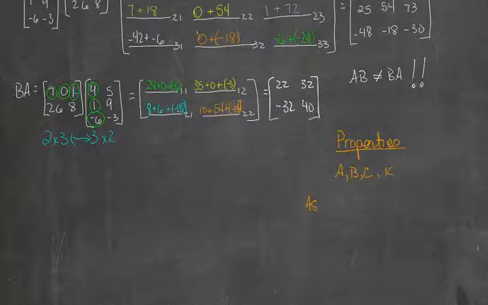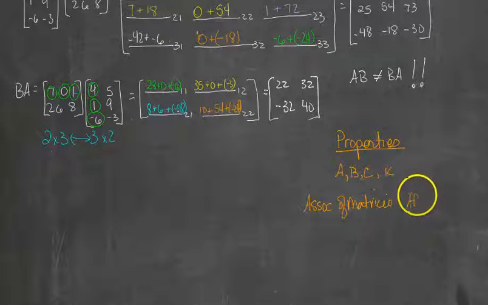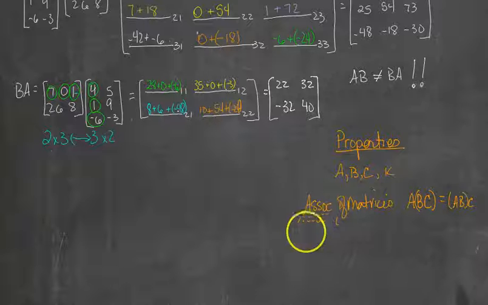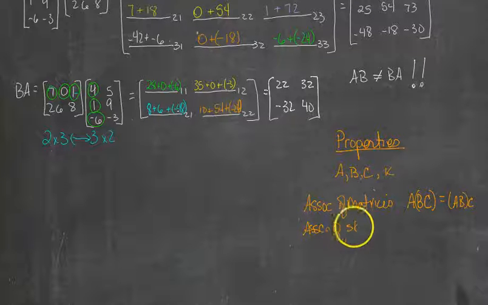So we have an associative property of matrices, and it happens to look just exactly like the associative property of multiplication of real numbers. If you want to multiply A times B times C, it doesn't matter if you multiply B times C first and then A, or if you multiply A times B first and then C. So the associative property.